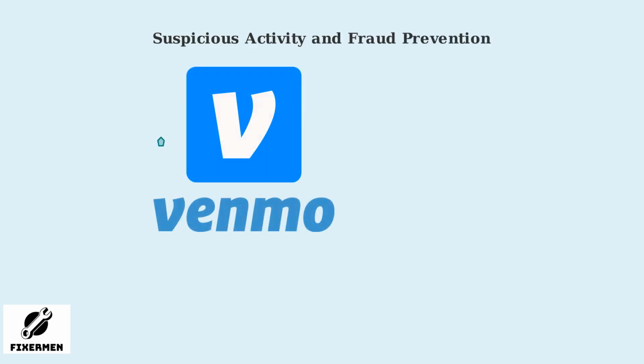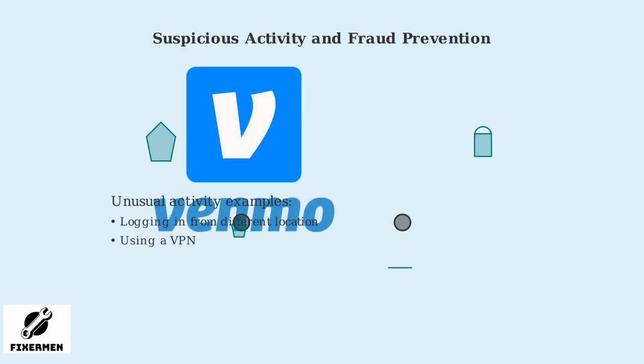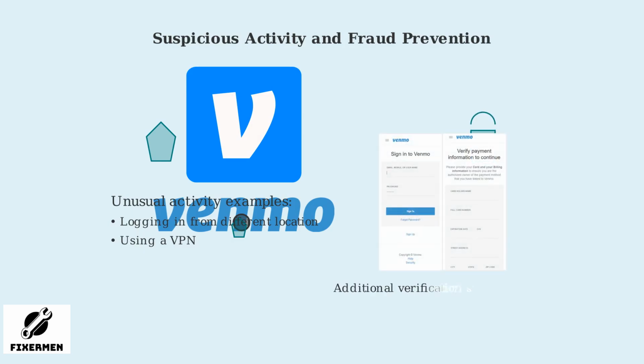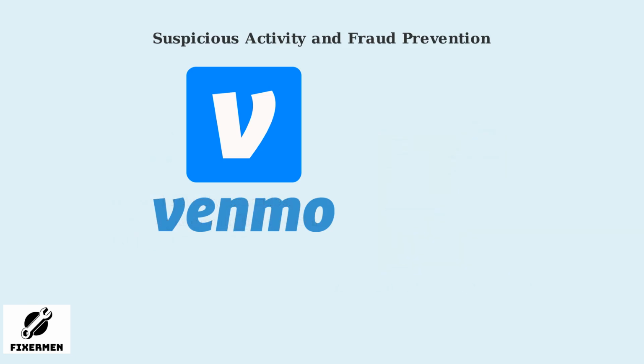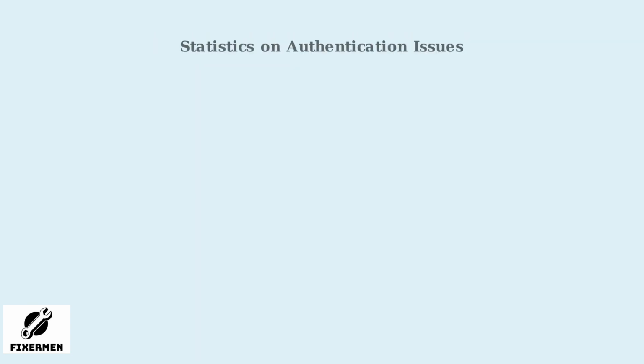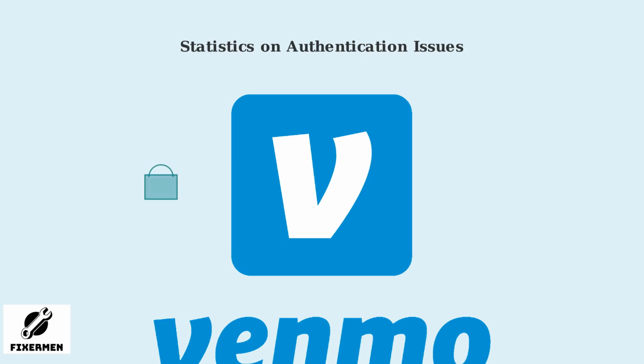Venmo's fraud detection system might flag your login as suspicious if it detects unusual activity. This includes logging in from a different location or using a VPN. If this happens, Venmo will likely require additional verification steps. Let's look at some key statistics on authentication issues in Venmo.